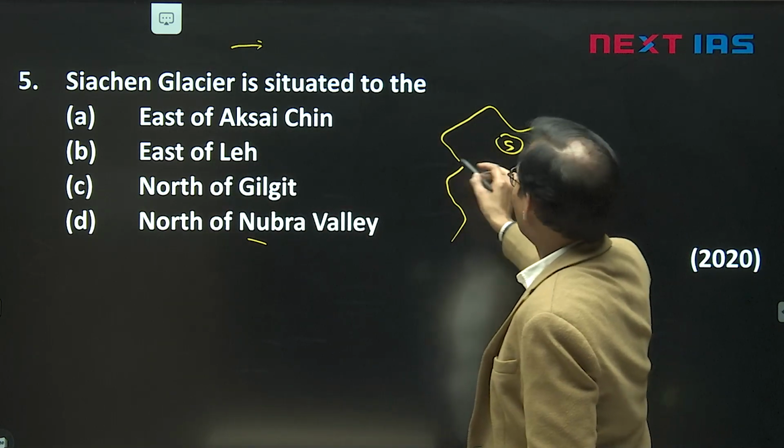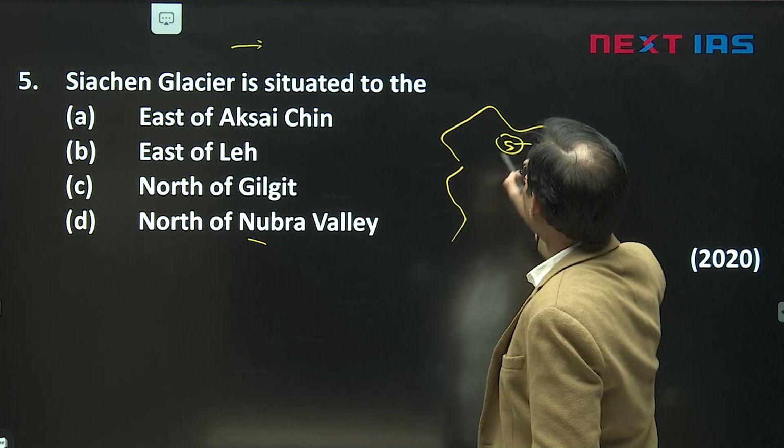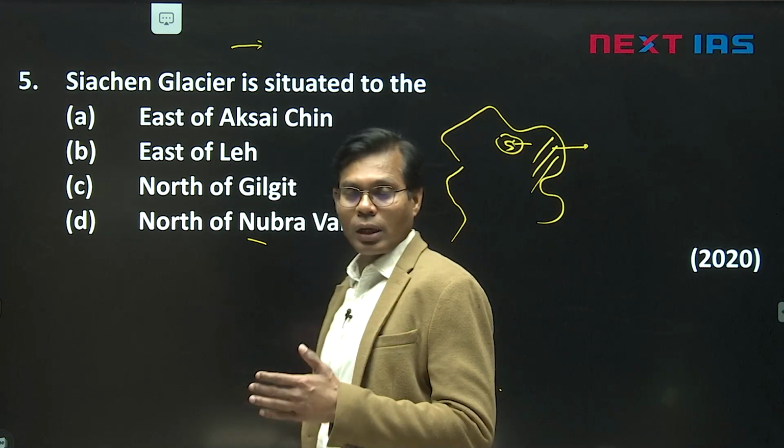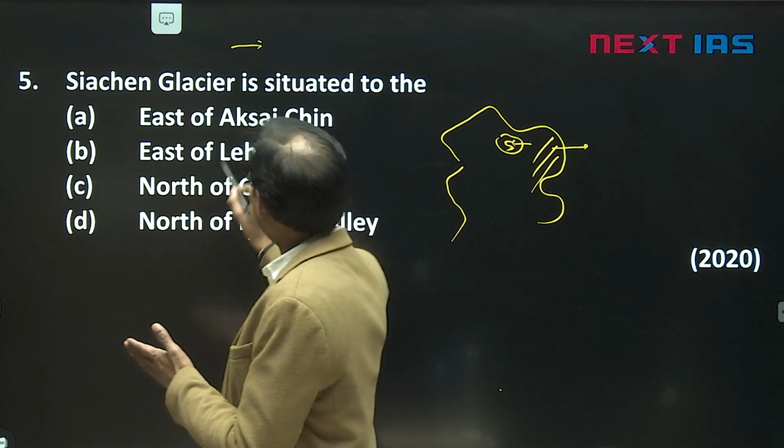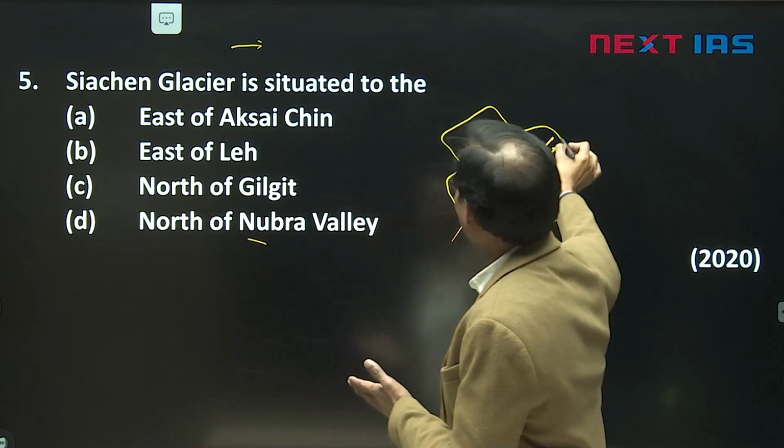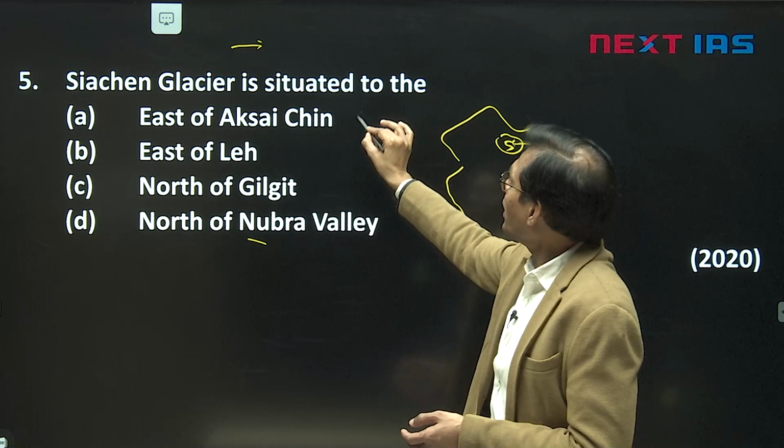But is Siachen east or west of Aksai Chin? Siachen will be west. So that is wrong here. The statement that Siachen is located east of Aksai Chin is wrong. It is west of Aksai Chin. East of Leh is also wrong.